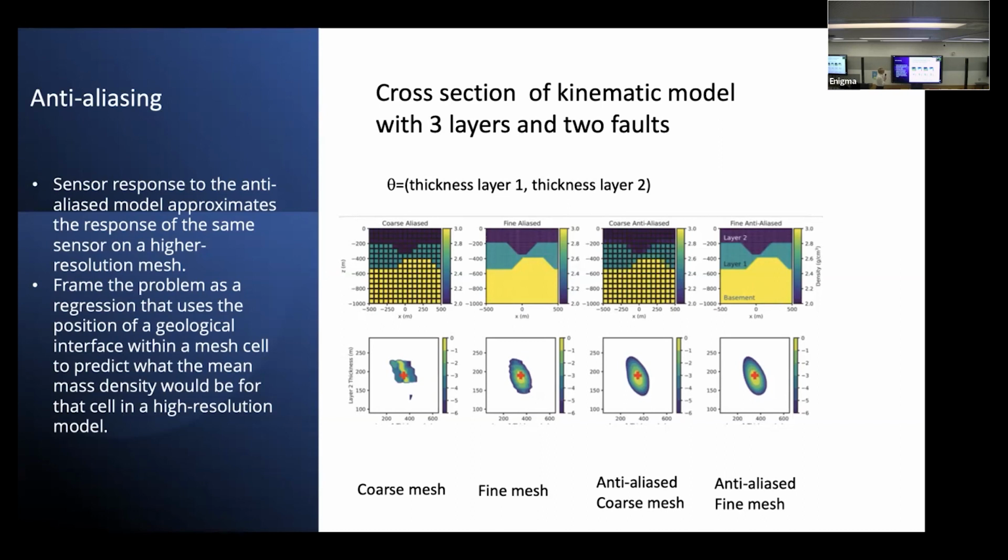So what the anti-alias does is approximate the response of a sensor where you would have had a higher mesh. In other words, we framed it as a regression problem that uses the position of a geological interface within a mesh cell to predict what the mean density would have been if we had used the higher resolution. We didn't, but if we had, so using regression to predict what it would have been, that is effectively what we were doing: taking that dot and smearing it so that it was not just the same value across the whole cell. So that was our solution to the problem.